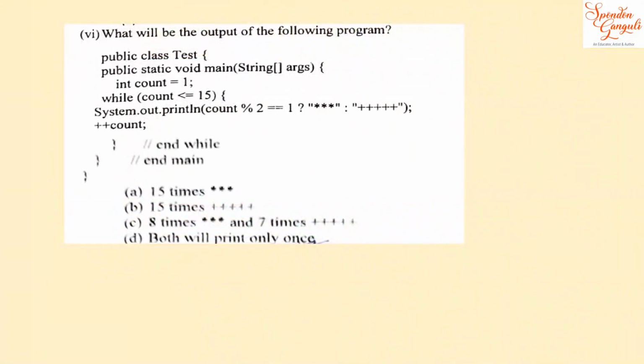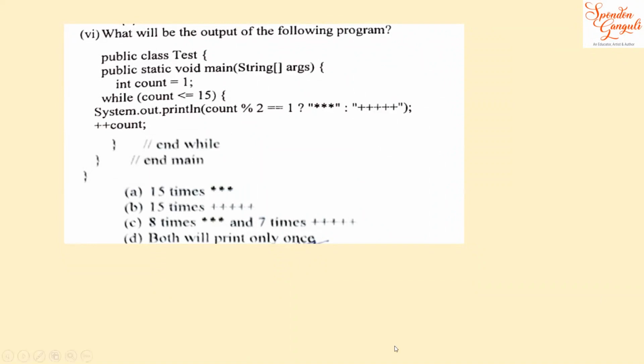Next one, what will be the output of the following code? It is int count equals 1, while count less than or equal to 15, System.out.println count mod 2 equal to 1, question mark, triple star, colon, 5 plus, followed by ++count. Now we can see here the while loop. In the while loop, the count value is incremented one after another. So, what will be the correct answer from the given options?